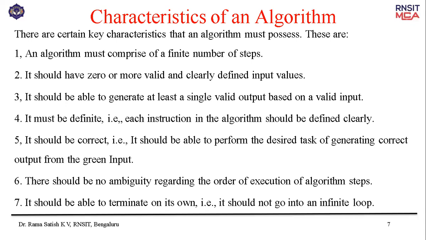The last, seventh characteristic is it should be able to terminate on its own. That is, it should not go into an infinite loop. So as the algorithm starts, after executing all the steps, it should terminate. If it does not terminate, then that is not a good algorithm. It should not go into an infinite solution. So that is one very important thing you should always understand.